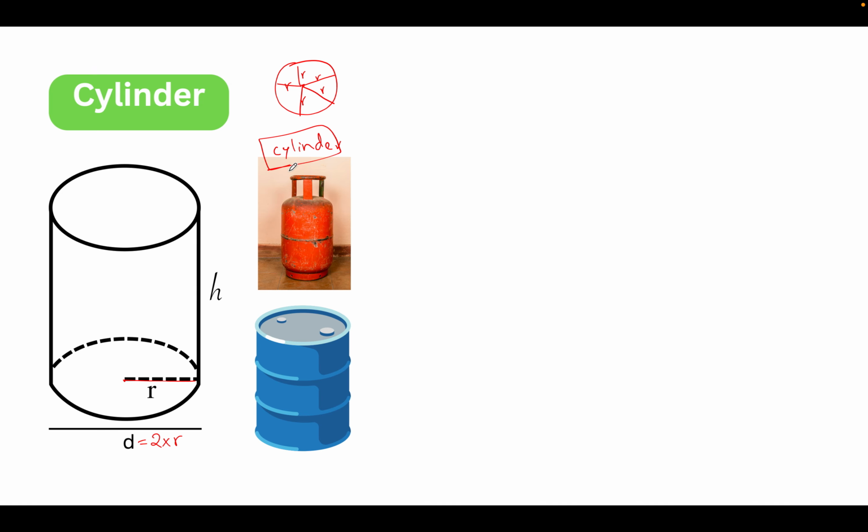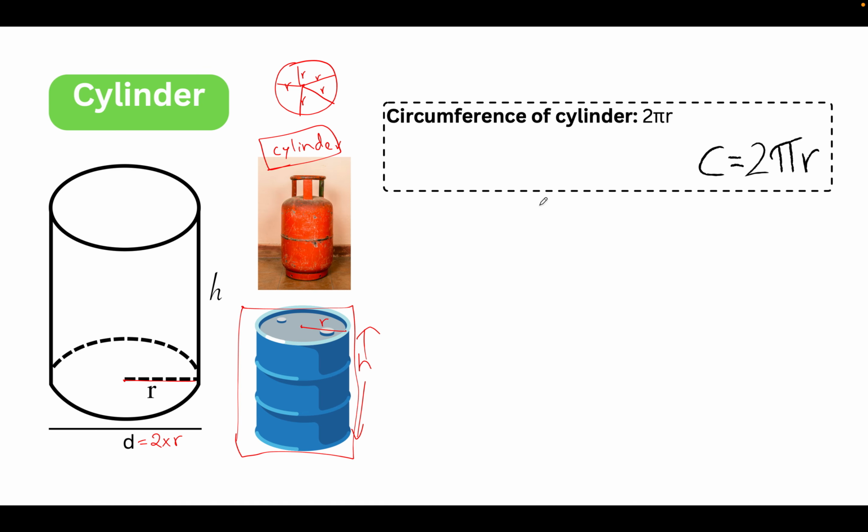To make it easy to learn the formulas of a cylinder, we will use this drum in our mind. This drum has radius r and height h. Now moving on to the circumference of a cylinder. The cylinder has a circumference of 2 pi r. This is the circumference of a circle.